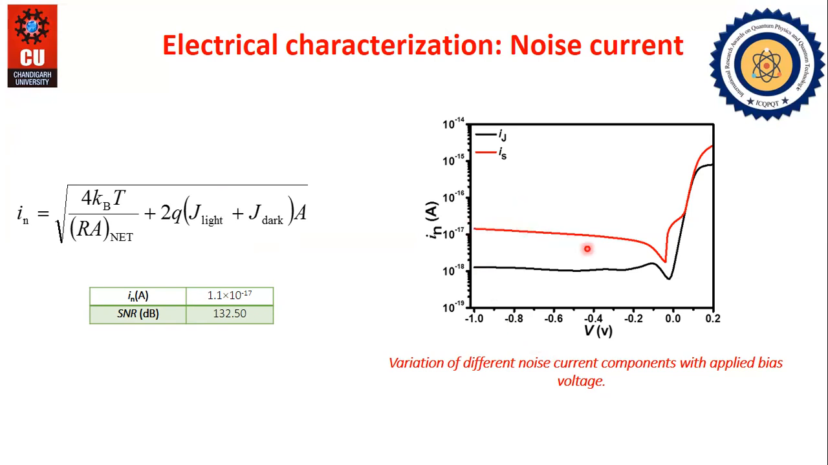You can see here, this will increase with the applied bias voltage because the dark current density is large and becomes the main noise source. As shown in this figure, the noise contribution due to Johnson noise is small as compared to the shot noise, suggesting that the undesirable thermal generation recombination current component is efficiently filtered out with the existence of the barrier layer. However, for a more accurate estimation, both the Johnson noise and the shot noise are considered in this work. The total noise current is found to be 1.1 times 10 to the minus 17 ampere, and the signal to noise ratio is found to be 132.50 decibel.